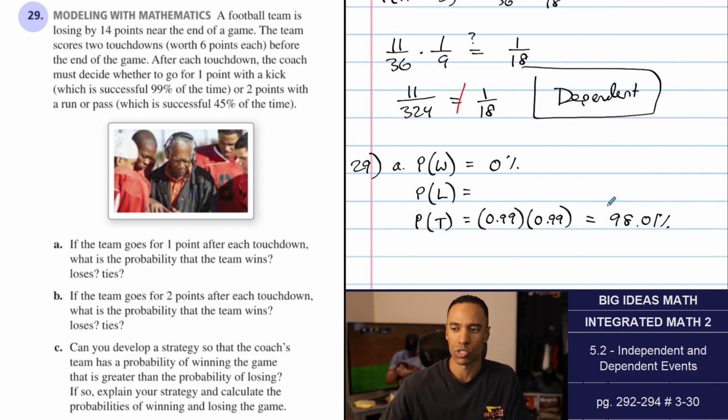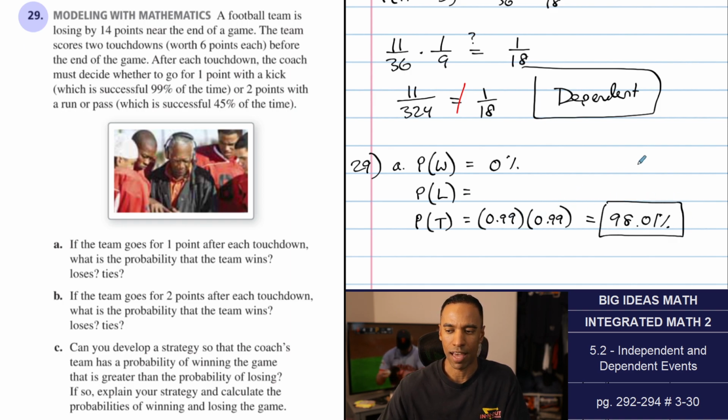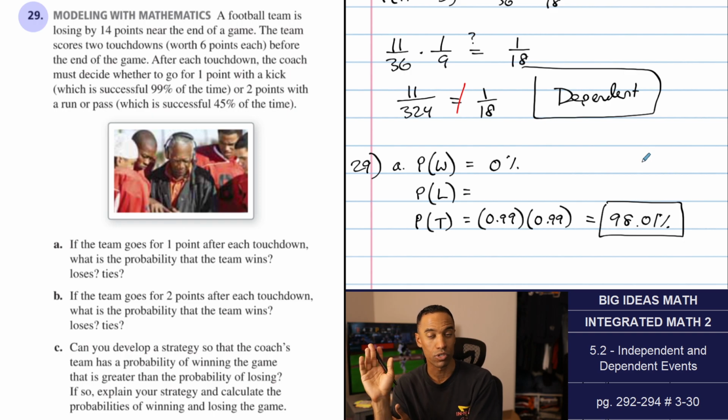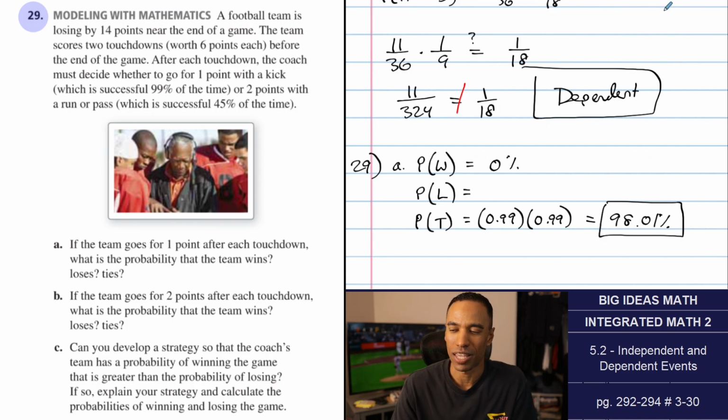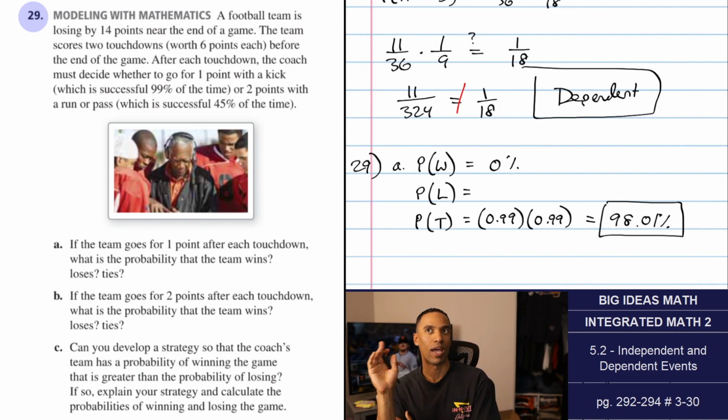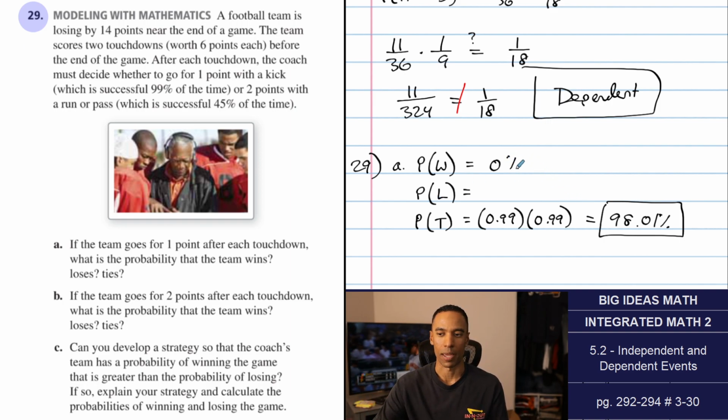Now, the reason I did this one first is because we know the probability of that one. I can do the opposite of this to get probability of loss. You either win, lose, or tie in this scenario. There are different ways to lose, but yes, you either win, lose, or tie.